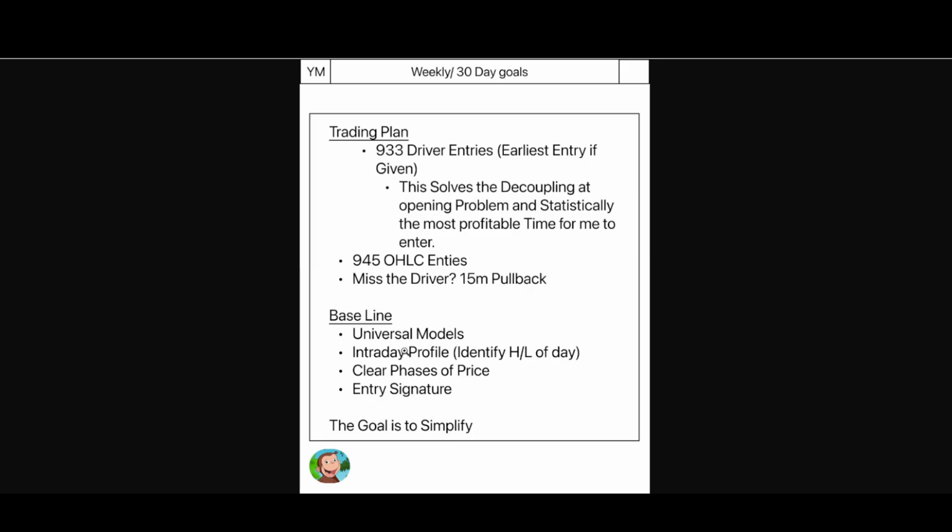Universal models, intraday profile, clear phases and price, entry signature. And universal models and profiling would just be profiling the daily candle with the 4 hour, or weekly candle with the daily, right? Weekly candle with the daily candle with the 4, and the 1, really just the 4. And then the 4 hour candle with the 1 hour, 30 and 15, as we always do, and just including one stage crack as well, just to form those reversal points.